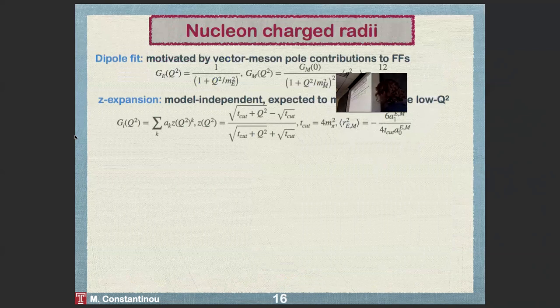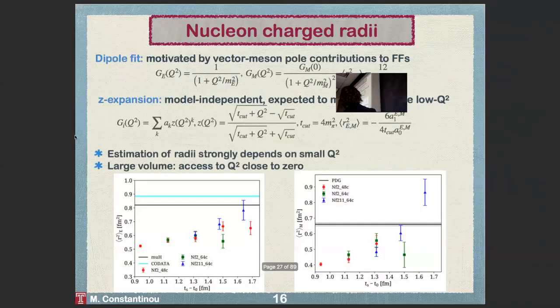Now, what about the fits? As I said, we can use dipole fits and also a model-independent expansion, the z expansion, that is expected to model better the Q square dependence. That's what the motivation is behind this. And from each one, we can get the charge radii. And I have them here for the samples that I showed in the table at the beginning. These are all at the physical point, but they have different volumes. So for example, you see that as we increase the source-sink separation to suppress excited states, you see an upward trend for both the magnetic and the electric one. And we do find non-negligible effects for higher separations.